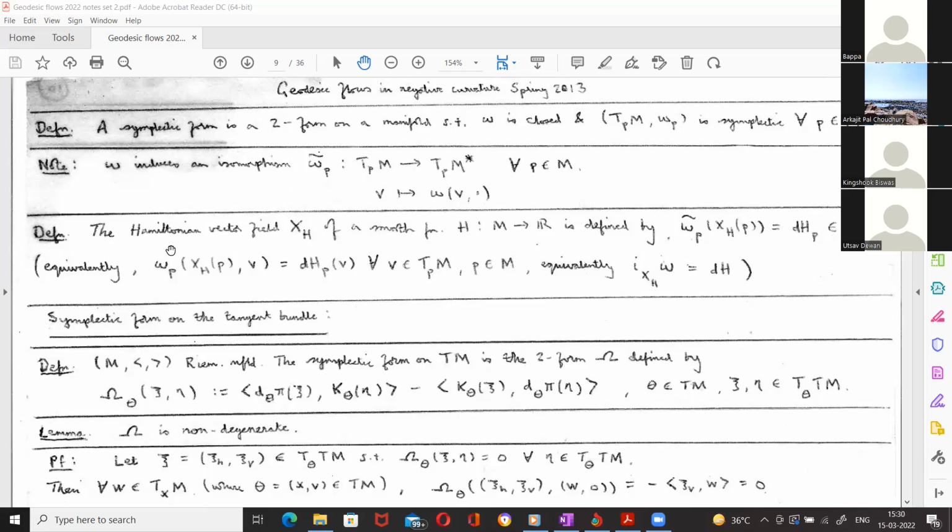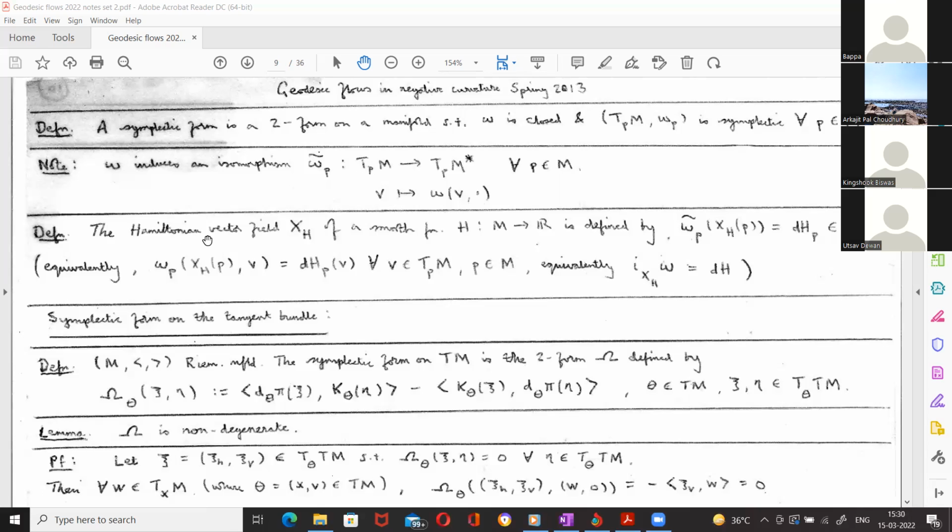So that was the gradient vector field. Now we have a different kind of isomorphism coming from an alternating non-degenerate bilinear form, but we still have an isomorphism from TpM to TpM star. So given a smooth function f, we look at df at p, that's an element of TpM star. We use this isomorphism to pull it back to get an element of TpM. So that will give us a vector field. This vector field is called the Hamiltonian vector field of the smooth function, with respect to the symplectic form.